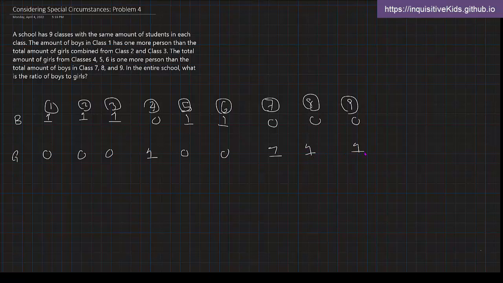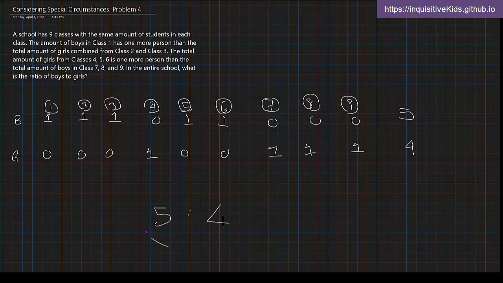So what is the final number we come up with? In the entire school, there is a total of 5 boys and a total of 4 girls. And no matter how many students there actually are in each class, the ratio is always going to be the same. The relationship is always going to be the same. So our final answer is 5 to 4.